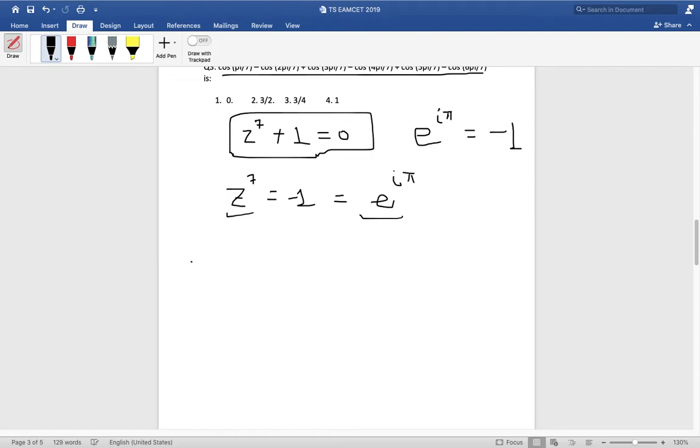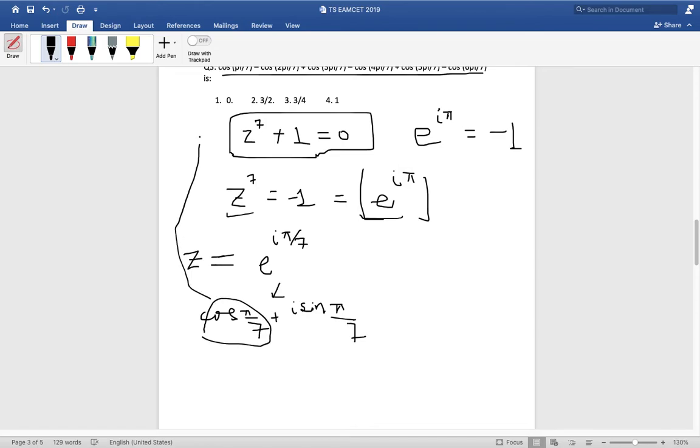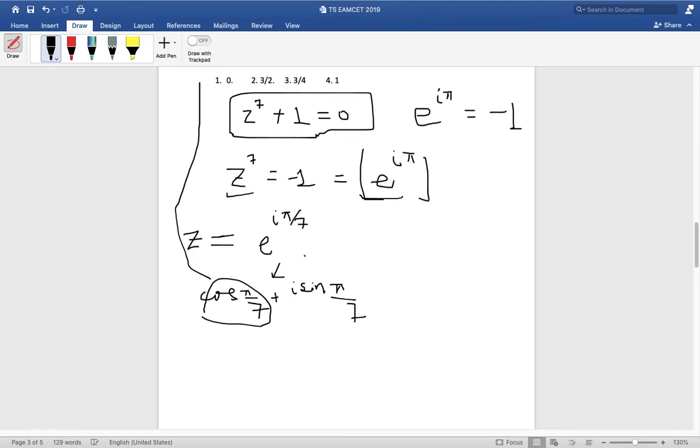The roots will be what? Z will be, when you take the power 1 by 7 of it, e to the power iota pi by 7. Easy solution. And we know that when we expand it, we will get cos pi by 7 plus iota sine pi by 7. So this is just one root, and this is a 7-degree equation. So there should be 6 other roots. The 6 others will be e to the power 3 pi by 7.